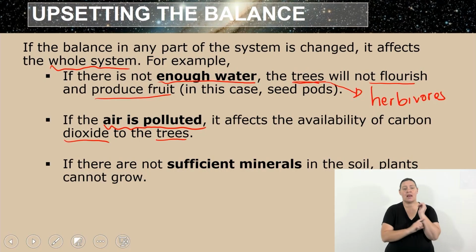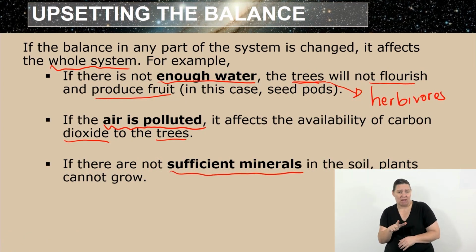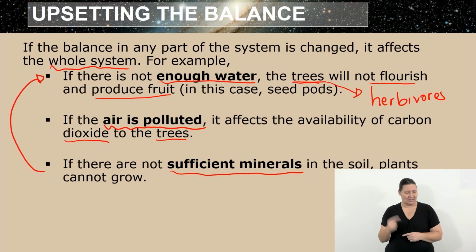Okay? Then we look at the last example, which is if there are not sufficient minerals in the soil, plants cannot grow. It takes us back to the first point that we spoke about. We said that if there isn't enough water or enough minerals, we will affect the growth of the plants. That means herbivores will also do what?